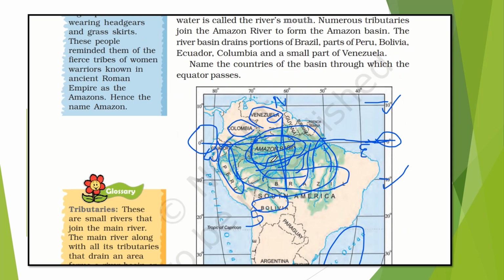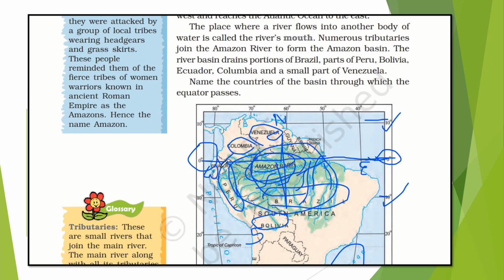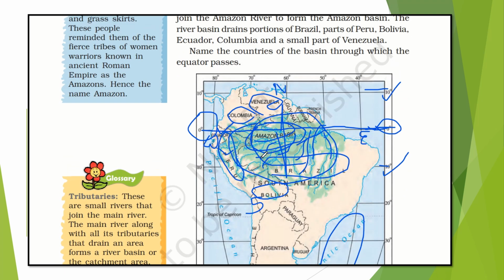The river basin drains portions of Brazil, parts of Peru, Bolivia, Ecuador, Colombia, and a small part of Venezuela. Now you have to tell me in the comments the names of the countries of the basin through which the equator passes. This is your equator. You have to comment which countries it passes through.